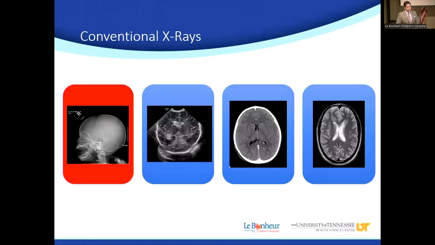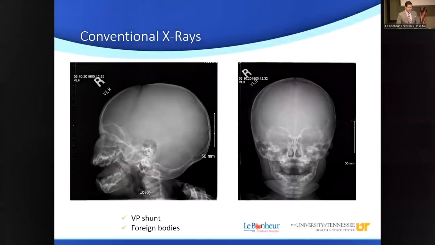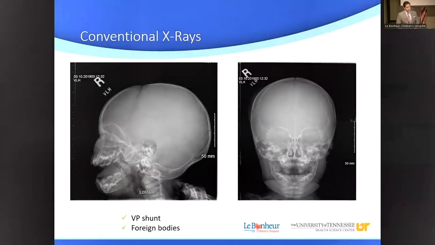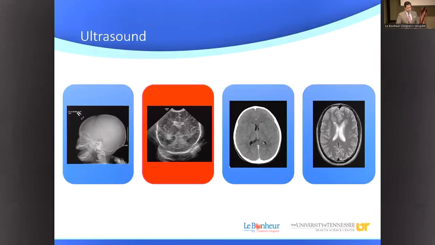The first one we're going to talk about is conventional X-rays. Conventional X-ray has many utilities, but the main ones that we use in neuroradiology are that we want to make sure that the VP shunt is intact, and we want to make sure that there's no radiopaque foreign body. Other things like sutures and fractures have been evaluated this way in the past, but as I will talk about later, it's better to use 3D imaging on a CT because it can be very confusing in pediatrics.